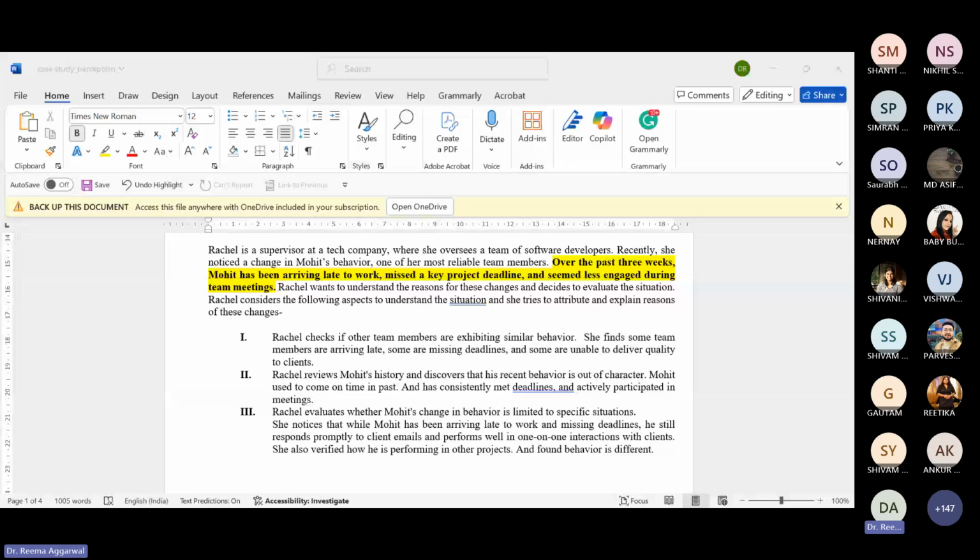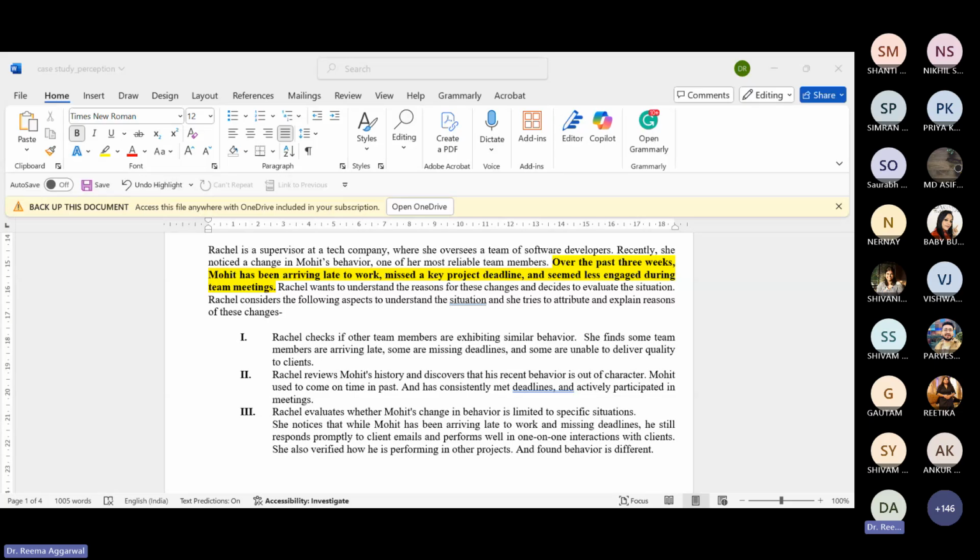If Rachel believes that it is Mohit's capability or his attitude towards the work that he is not turning up on time or is missing the deadlines, then her decision will not be in favor of Mohit. वो मोहित को प्रमोट नहीं करेगी, उसके increments या bonuses बहुत अच्छे नहीं देगी. Why? Because according to her, Mohit is not a good performer.